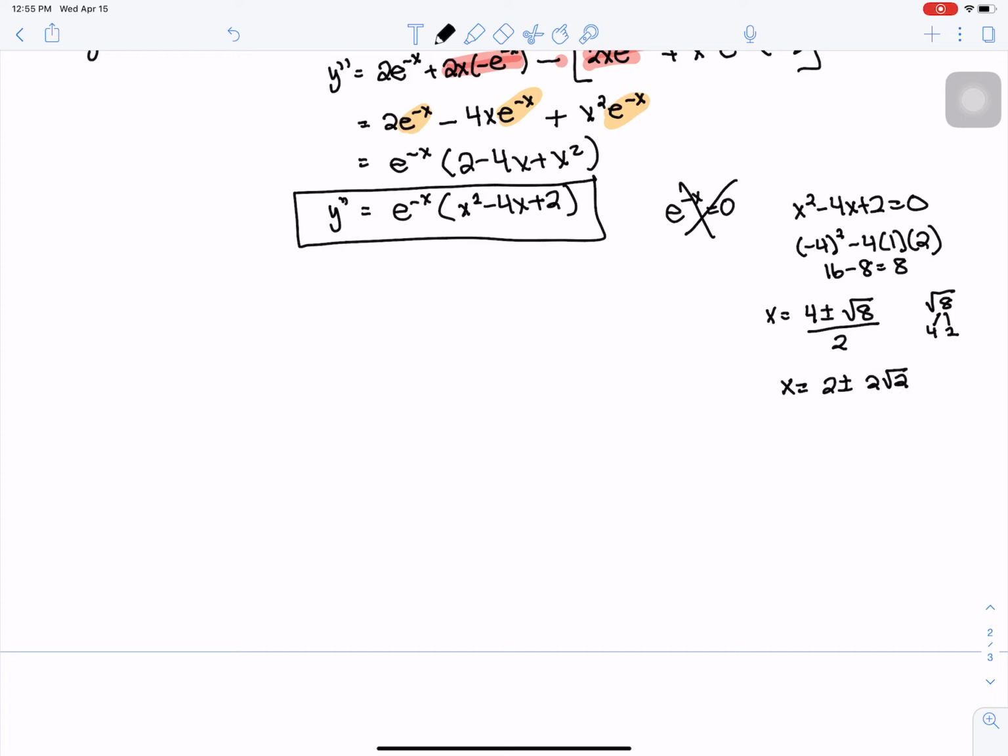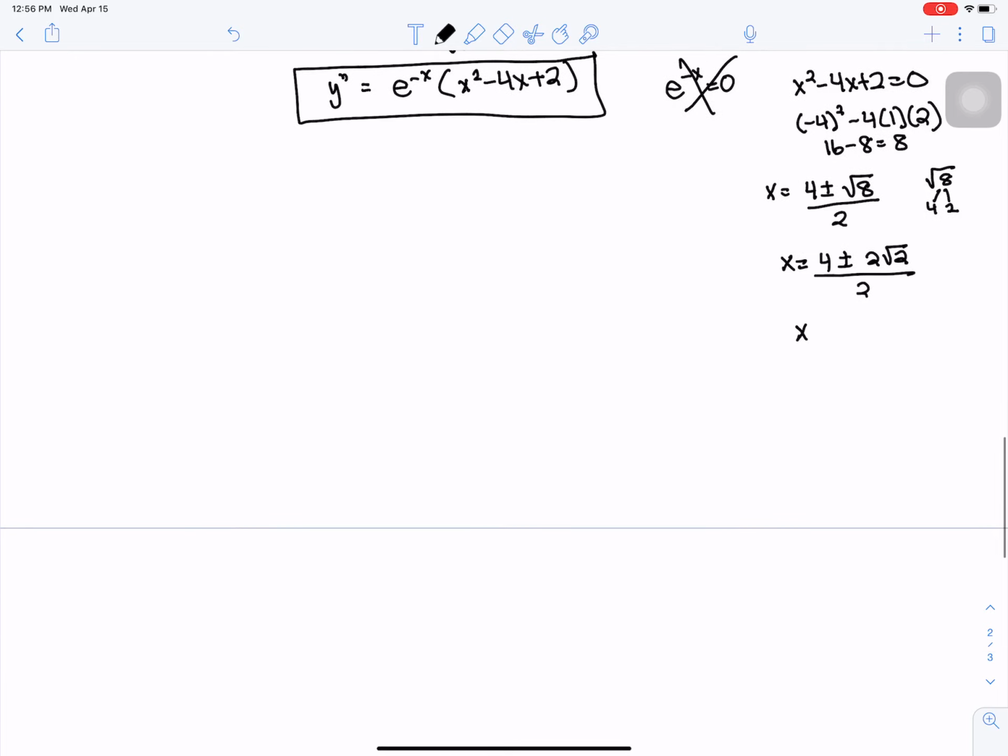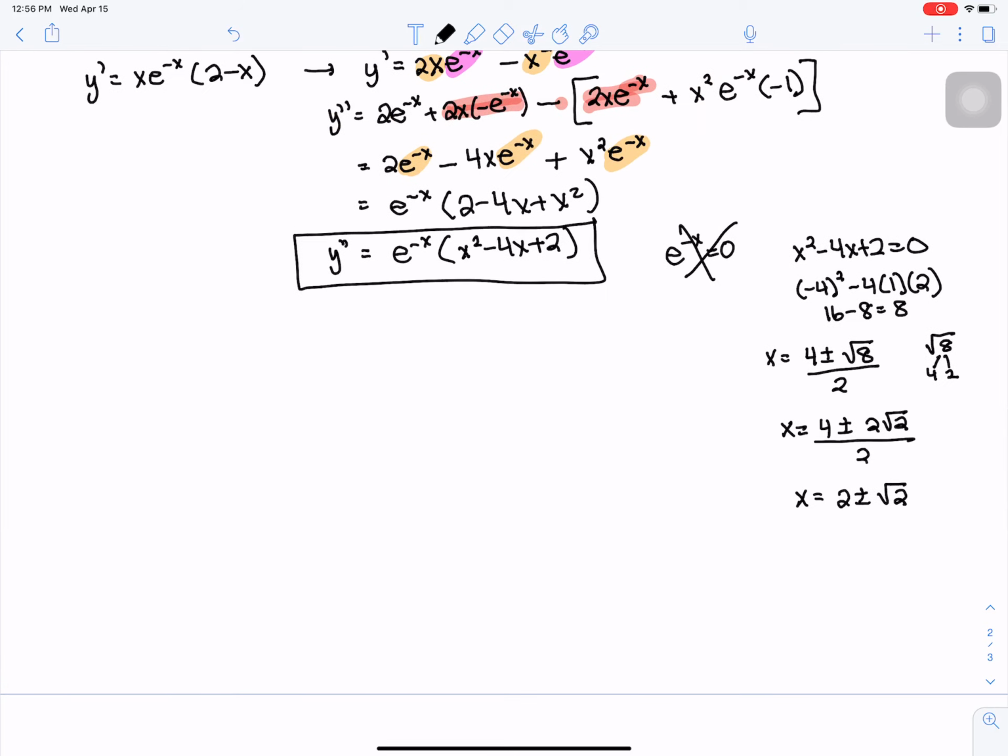And I divide, hold on, I'm going to do one more cleanup step here. I'm going to leave that at 4 over 2, and then I'm going to divide each term by 2. So I get 2 plus or minus root 2. So those are my critical points. I'm going to throw them on a number line.